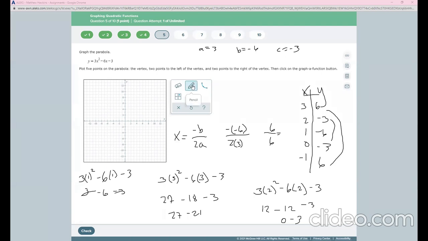Let's plot these points in graph. 3, 6, 2, -3, 1, -6. And that's not -3. 0, -3. And lastly, we have -1, 6. Hit the graph a function button to connect. We move on.